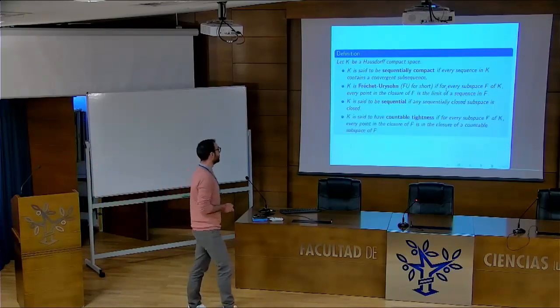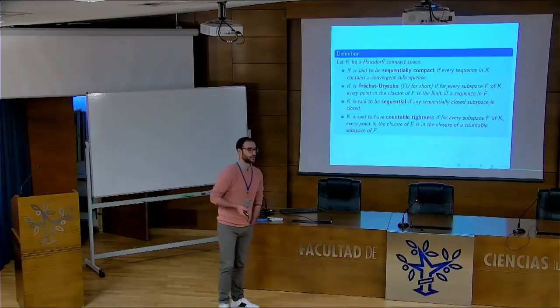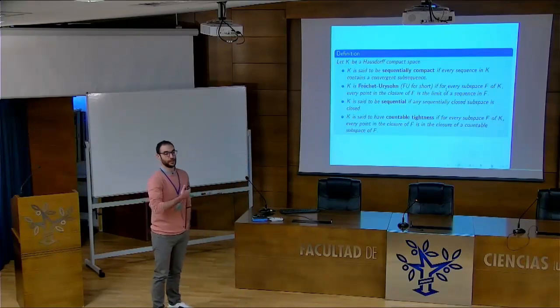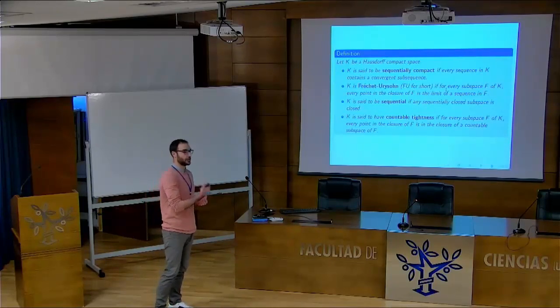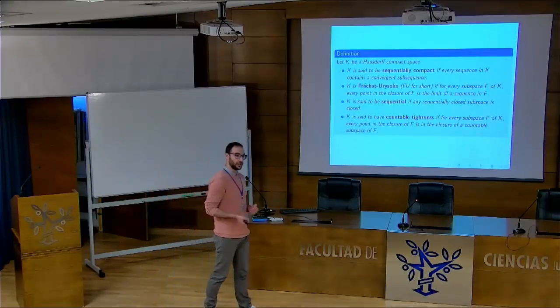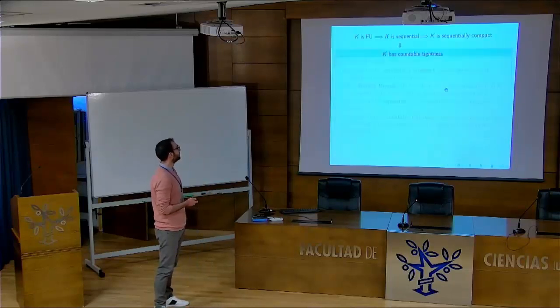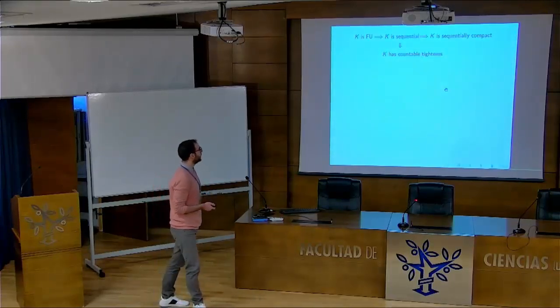And finally, we are going to deal with countable tightness. So a compact space has countable tightness if whenever we take a subset F and a point in the closure of F, we can find a countable subset of F having this point in its closure. So we are going to deal with these four properties. They are related in this way.